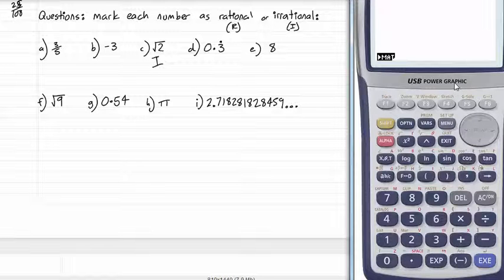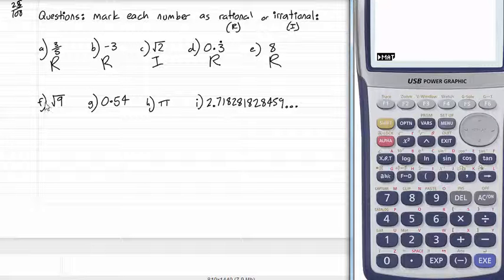So you're back. I hope you've got some attempts at these. Let's check your working and your reasoning. 3 over 5, it's already a fraction. It's rational. -3, an integer, a whole number, even if it's negative, definitely rational. We know that root 2 is irrational. 0.3 repeater, it's a recurring decimal, so it's rational. 8 is a whole number, definitely rational.